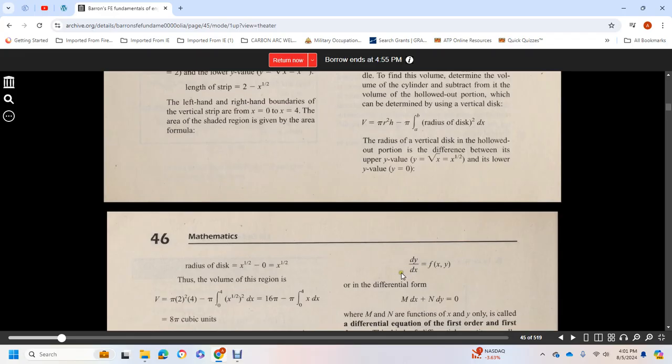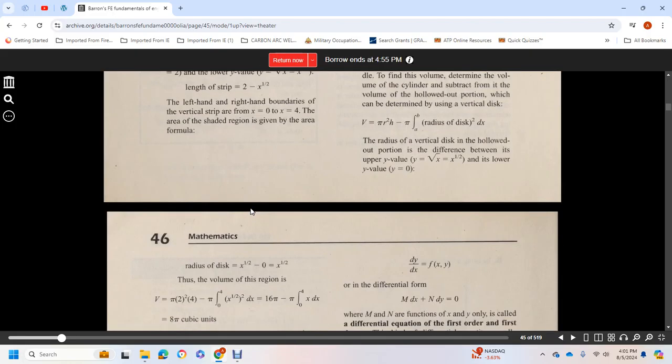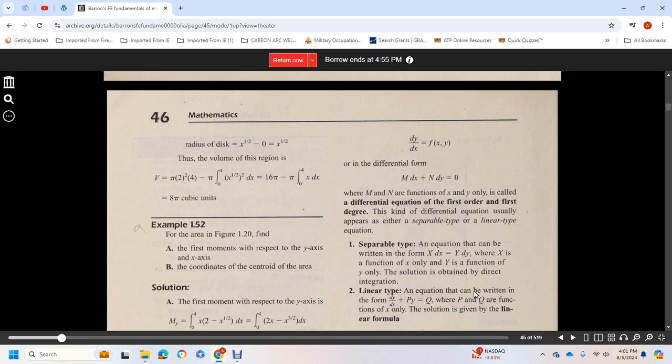dy over dx is equal to a function f of x and y. In differential form, M dx plus N dy, where M and N are functions of x and y only, is called a differential equation of first order and first degree. The first kind of differential equation usually appears as a separable type and a linear type equation.